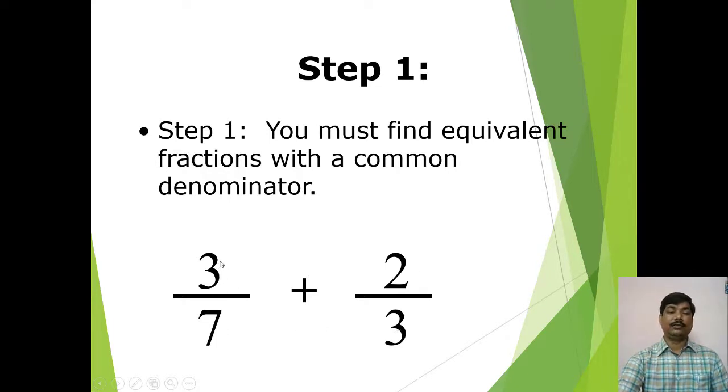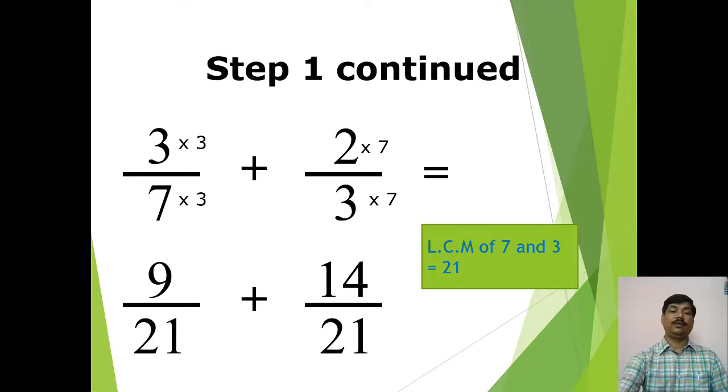Similarly, these are unlike fractions, so we will follow the steps. You must find the equivalent fraction with the common denominator. You have to make them like fractions. To make like fractions, you have to take the LCM of the denominators of the given fractions. The denominators of the given fractions are 7 and 3, so the LCM will be 21.